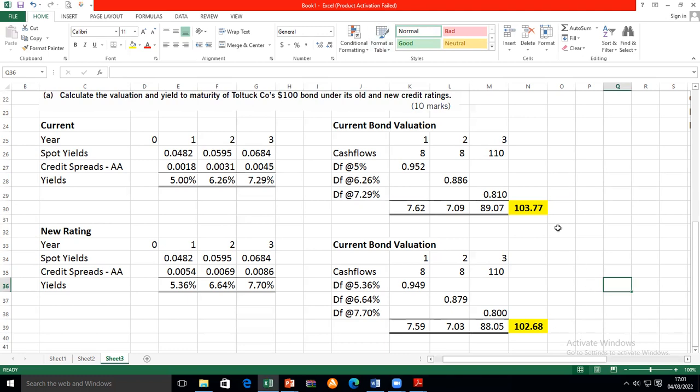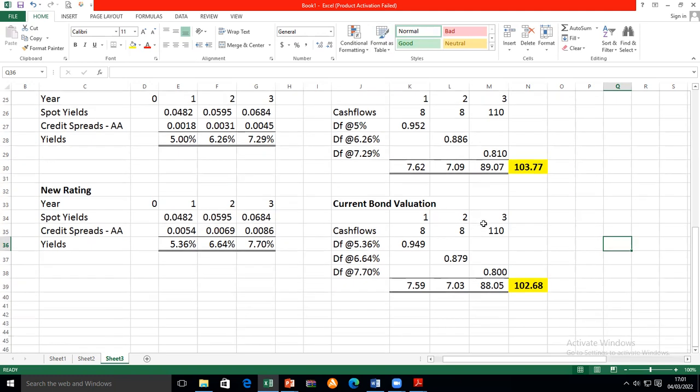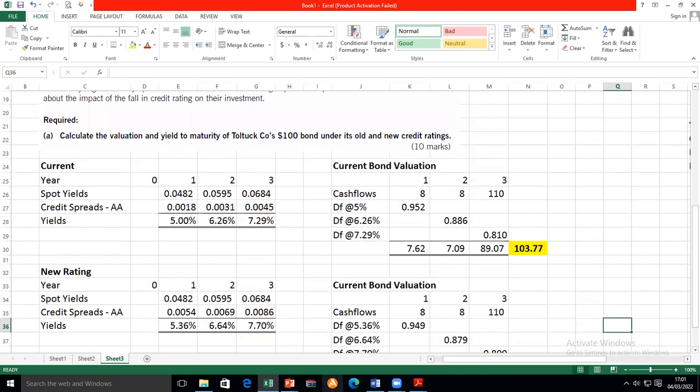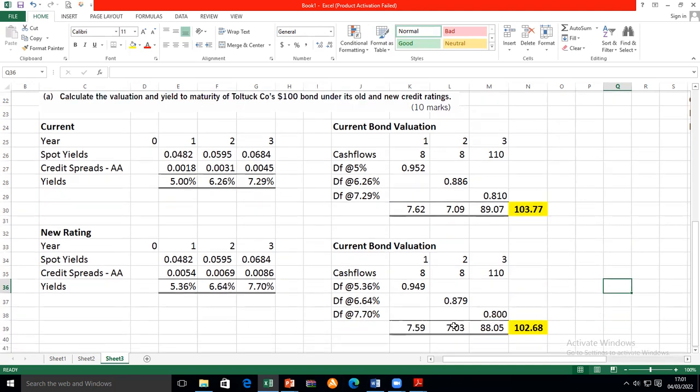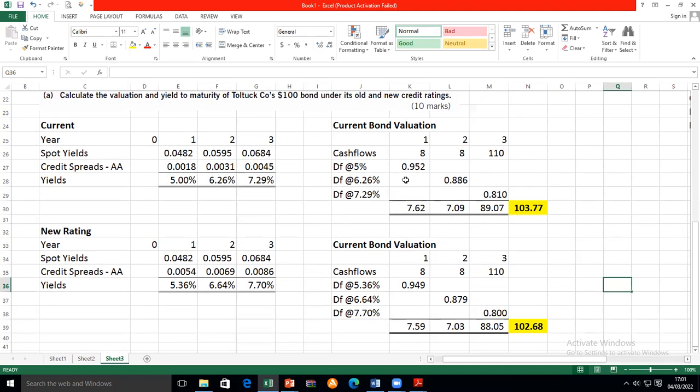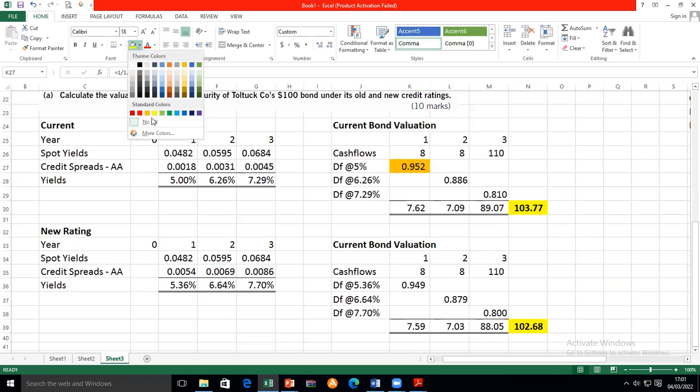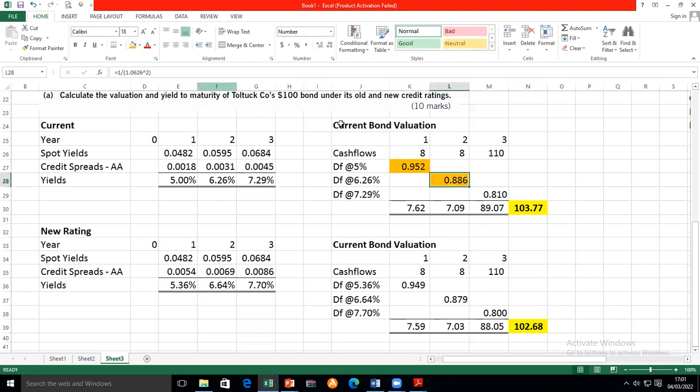So these are the values that we are looking for. Are we all finding these values here? Are we all finding these discount factors?